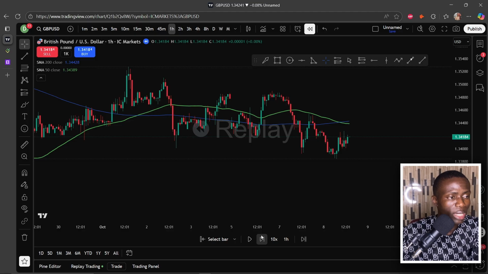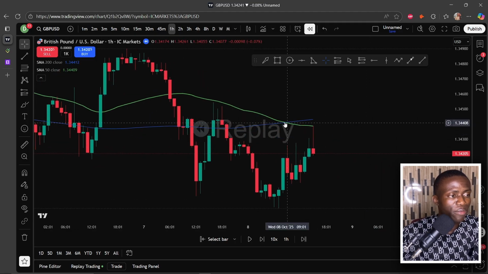Now we just keep going one after the other. Now you see this point whereby you can see the 50 came below the 200 and immediately a candle came to tap the 50 and printed a bearish rejection right here.